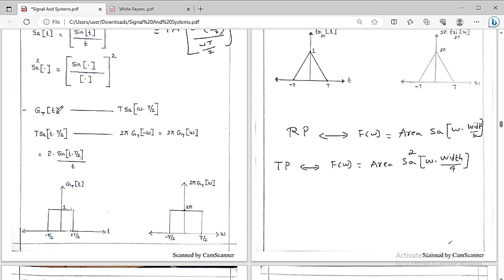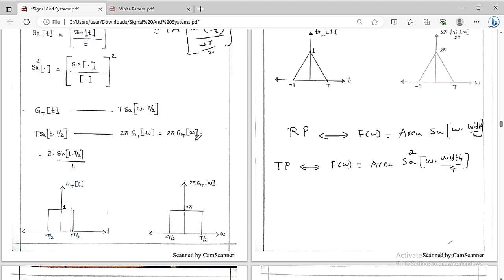Now if you take the Fourier transform of this, what are you going to get? Area is 1 into T, which is T. Sa of omega into width is nothing but T by 2. If I apply duality, because of omega I substitute t. So T into Sa of t into T by 2. Applying the Fourier transform, 2 pi into g_T of minus omega. Here I replace t by minus omega and multiply with 2 pi. You know the rectangular pulse is symmetric, so g_T of minus omega is equal to g_T of omega because it is an even signal.